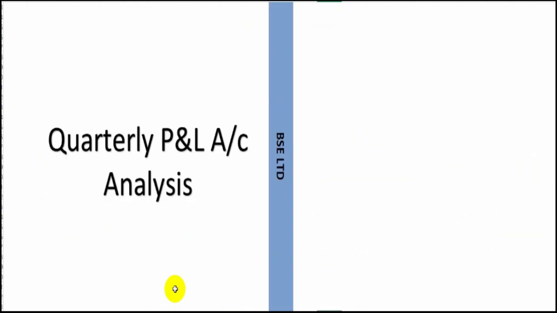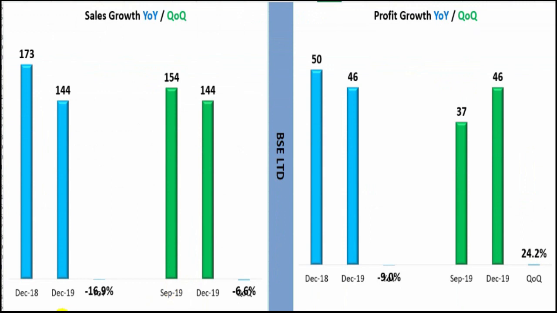Moving on to the quarterly P&L account analysis. Company has seen a degrowth YOY of 16.9% from December 18 to December 19, from 173 crores to 144. Further on, from September 19 to December 19 also, quarter on quarter, it has seen a degrowth of 6.6%. If you look at the profits, it has seen a degrowth of around 9% YOY from 50 crores to 46.